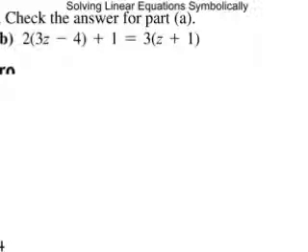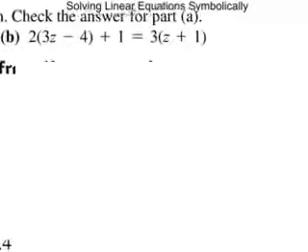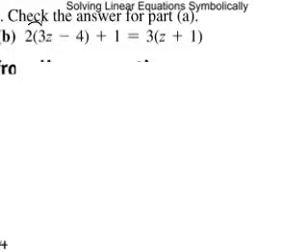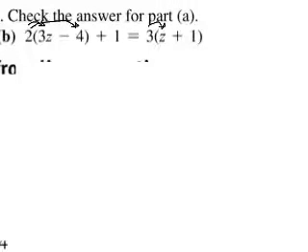Alright, let's do this one. Now we have distribution on both sides. We've got this one, 2 times the 3z and 2 times the negative 4. And then we have this one over here, 3 times the z and 3 times the 1.